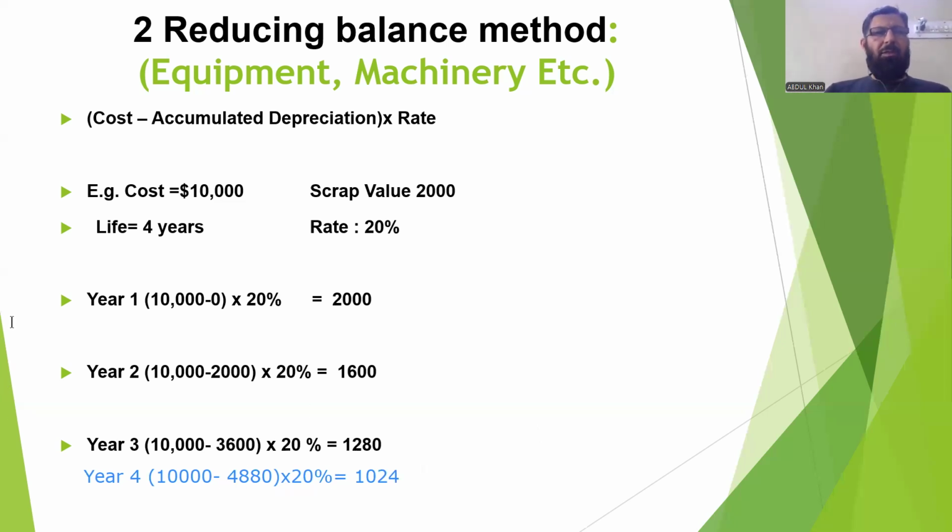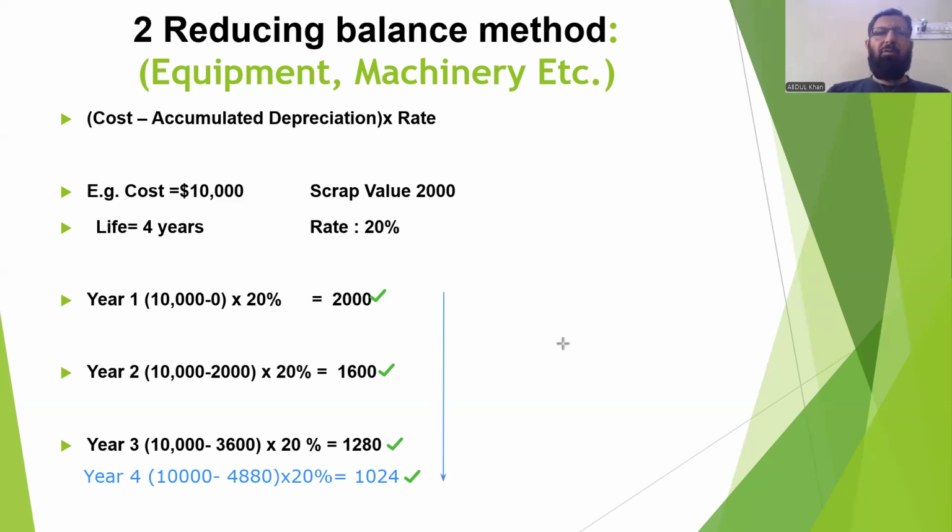Just notice it. In the previous method, every year there was the same depreciation. But here you can notice that every year depreciation is decreasing. You see, it is 2,000, only the first year is the same, but here 2,000, then 1,600, then 1,280, and then 1,024. So that depreciation is decreasing continuously.